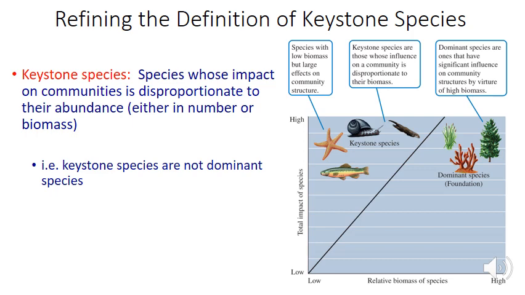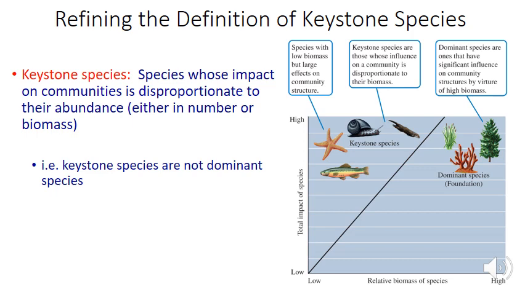So over time, the idea of keystone species is something that perhaps became overused in ecology. So people were using the term keystone species just for any species that they deem to be important. And so over time, we've refined the definition of keystone species to species whose impact on communities is disproportionate to their abundance, either in number or biomass. So in other words, a keystone species is not a dominant species.